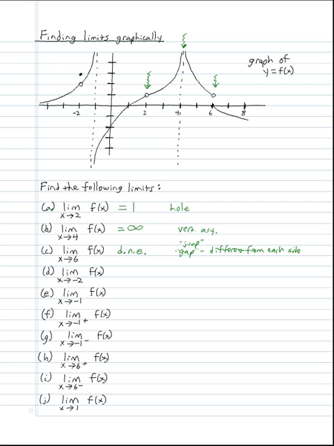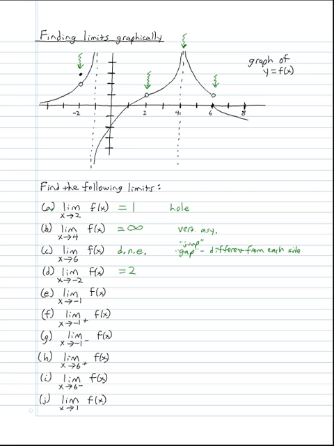Let's look at the limit as x approaches negative 2. Well, as I approach negative 2, I see again a hole in the graph. The x coordinate there is minus 2. The y coordinate is 2. So I'm going to go ahead and write the limit as that y coordinate of 2. Now, the fact that there's that extra point there is irrelevant.